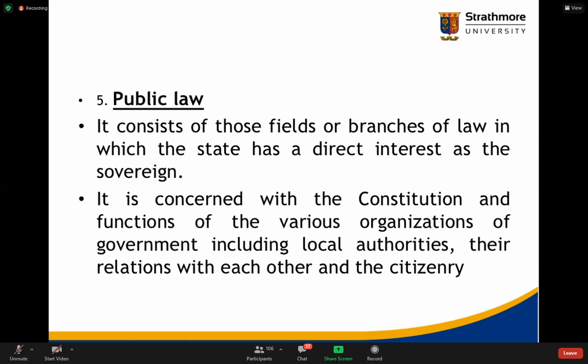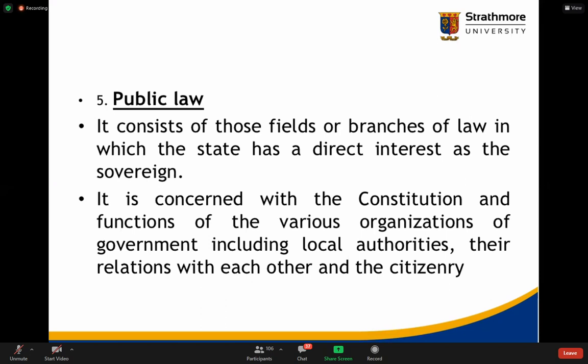The same way, under international law, we have a distinction between public international law and private international law. The same way international law has two branches of law, the public and private, national law also can be further distinguished into public and private law.